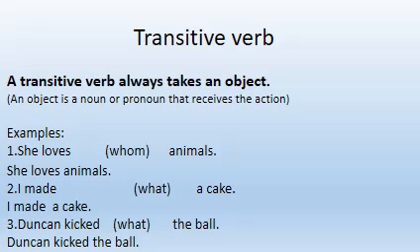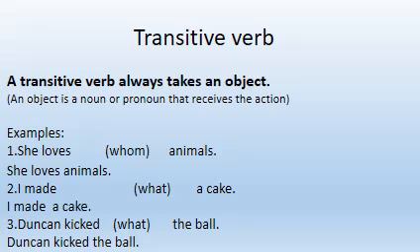Second example, I made. I made what? A cake. So it is your transitive verb. And Duncan kicked. Duncan kicked what? The ball. Here you are getting the answer. So it means these are your transitive verbs. So that's why the definition says a transitive verb always takes an object.